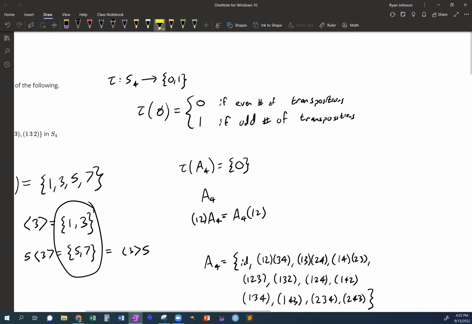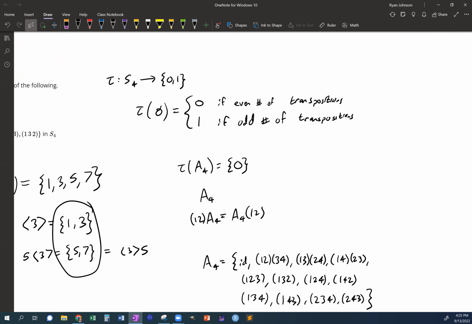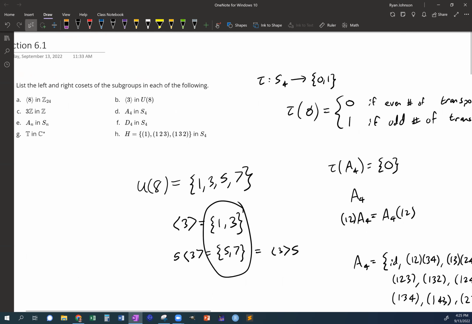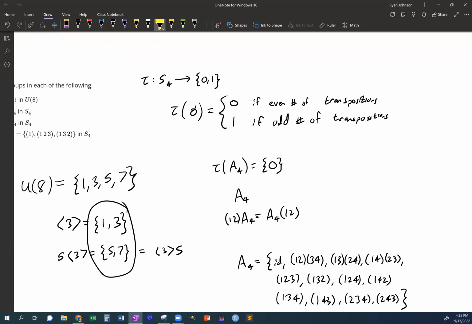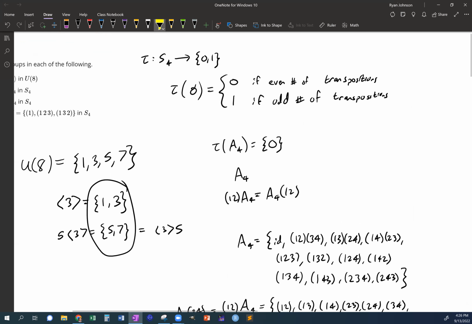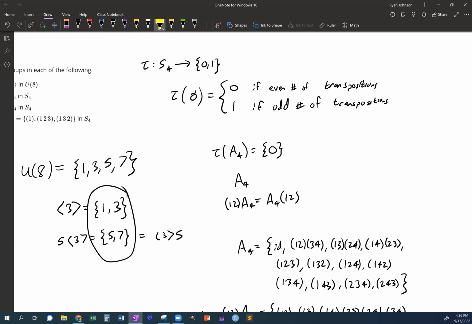And then if we look at part D, the alternating group on permuting 4 things, there's a couple ways to do it. Think of the function tau, which sends any permutation to 0 or 1: it sends it to 0 if it's an even number of transpositions and 1 if it's an odd number of transpositions. Then tau of all of A4 sends everything to 0. And so if you multiply A4 by any single transposition, that is the other coset.